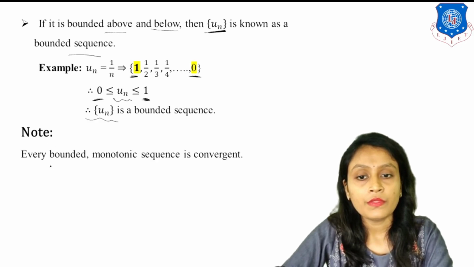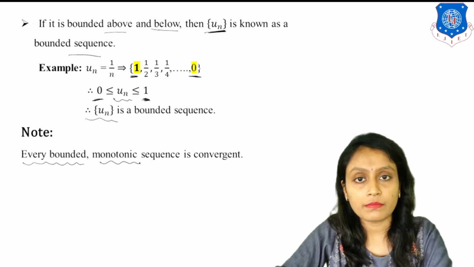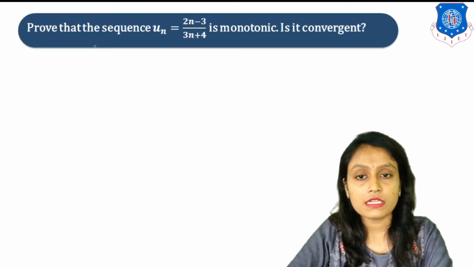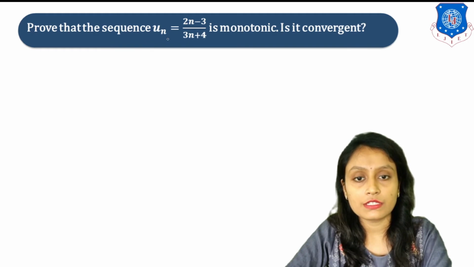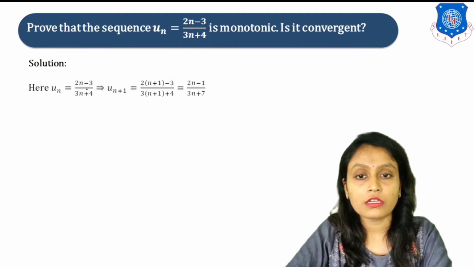Okay, now if a sequence is bounded and it is monotonic, means either it is increasing or decreasing, then we can say that the sequence is convergent. Okay, so we will solve a few examples based on this theorem. First example is: prove that the sequence u_n = (2n minus 3) upon (3n plus 4) is monotonic, and we have to check whether it is convergent or not. So firstly, let's check whether it is monotonic or not.